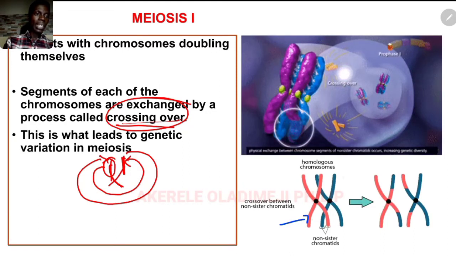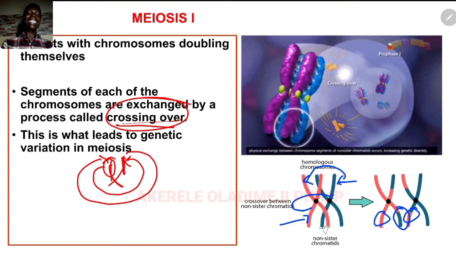So you can see that a part of this goes onto this, and a part of this goes onto this, as we are having here. So you can see a part of the dark color there and a part of this here too. That is crossing over. That is the real reason why we have variation. In case somebody asks you, how does meiosis lead to variation? Because of crossing over.